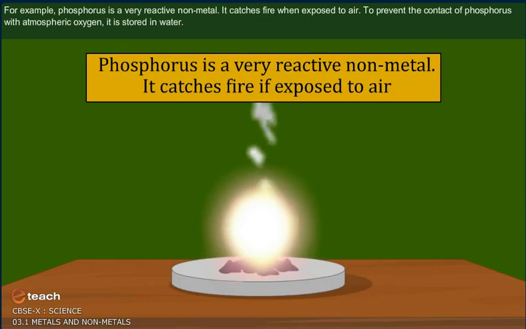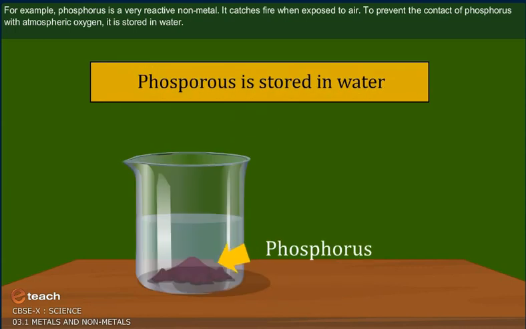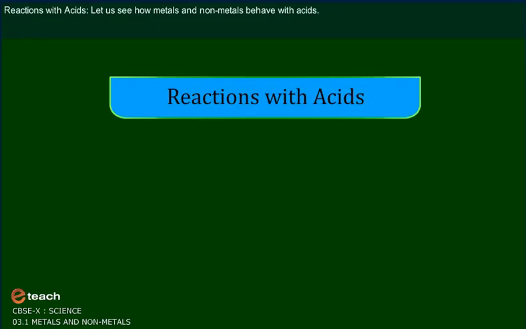For example, phosphorus is a very reactive non-metal. It catches fire if exposed to air. To prevent the contact of phosphorus with atmospheric oxygen, it is stored in water. Reactions with acid. Let us see how metals and non-metals behave with acids.